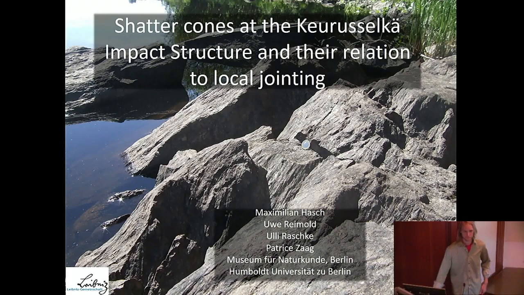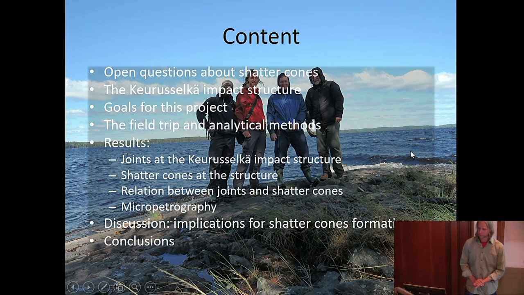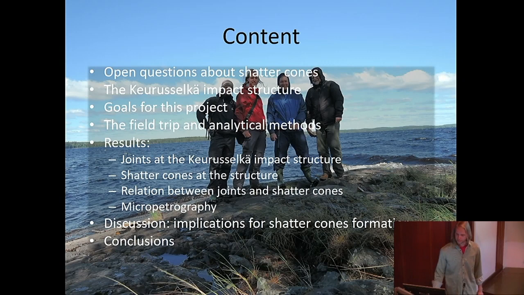Now, here's our team. I will quickly go over shatter cones and why I did this study, and of course introduce the impact structure, the Keurusselka, one of many fun names that we have there for the locations. Of course, I will talk about why we were there, the methods and our goals, and stress the results.